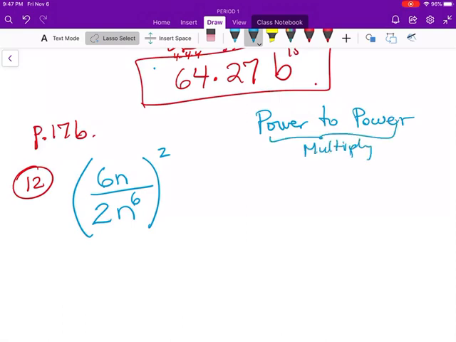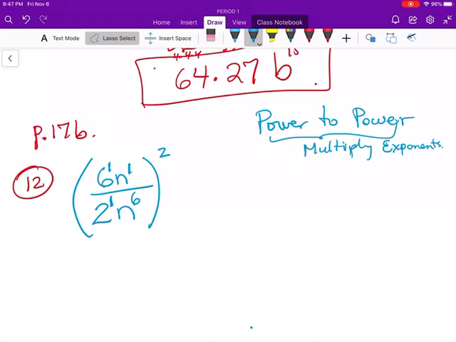Multiply. Power to power, multiply exponents. So the little guys, we're going to multiply. So the power for 6, invisible 1. The power for n, invisible 1. The power for 2, invisible 1. And the power for n is 6.